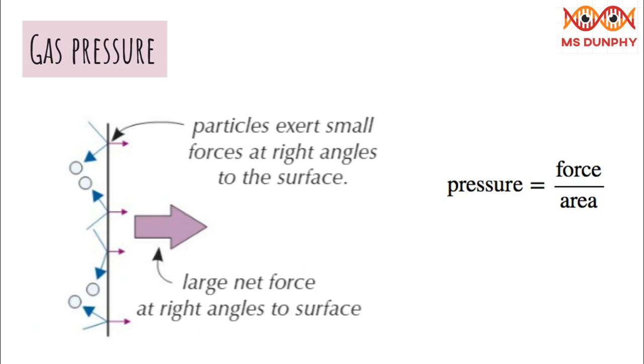Faster particles and more collisions with the wall of the container both lead to an increase in the net force, so the gas pressure. Increasing temperature will increase the speed and the number of collisions, and so the pressure if the volume is kept constant.